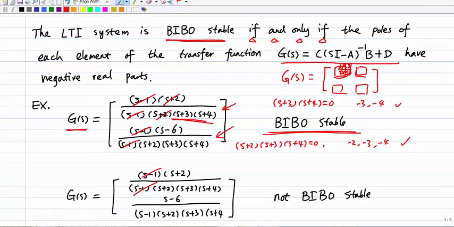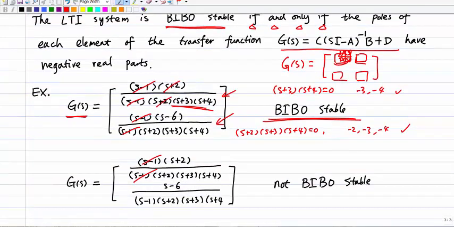Okay. If I give you another example, this is pretty much the same as the previous one. The only difference is this also cancels out. The first element will be the same. For the second element, I don't have (s minus 1) over here. So if I check the poles, for the first element the poles will be the same. You still set (s plus 3) times (s plus 4), so check the denominator to be 0. Again, because this cancels out, I have -3 and -4 as poles. They do have negative real parts.